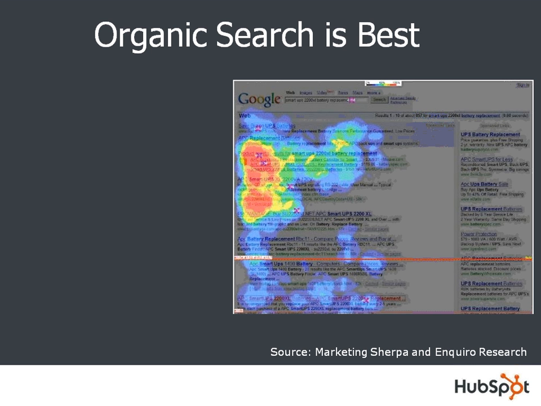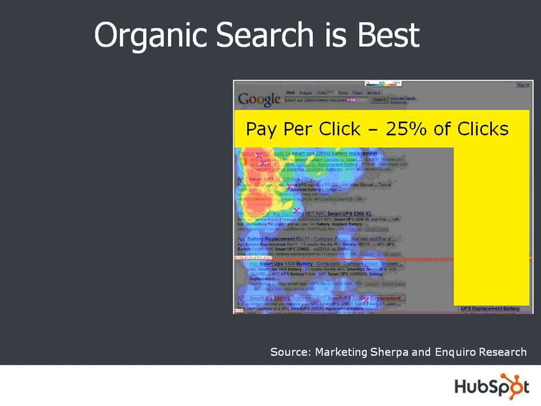So what you can see here is most of the activity is up there in sort of what they call the Google Golden Triangle. It's that top left portion of the page where most of the activity is concentrated. Now I'm going to overlay onto this where those pay-per-click ads are. And you'll notice they get noticed somewhat by people's eyes, but not that much.